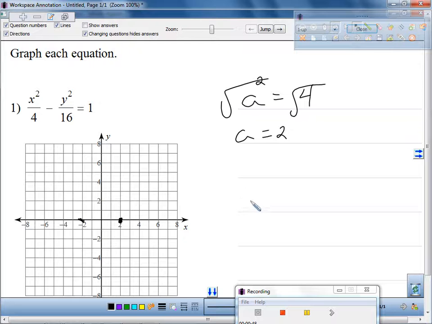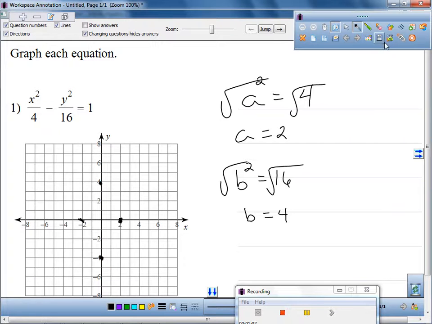Okay, now we'll come up with our b value as well. So b squared is equal to 16. So we take the square root of both sides, and b is equal to 4. Okay, and so we'll graph 4 and -4. Now again, this is just for our reference. So what we'll do is draw a rectangular box in here to come up with a reference point for our graph.